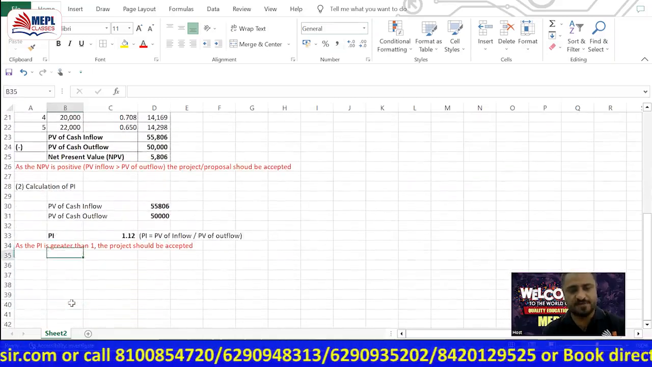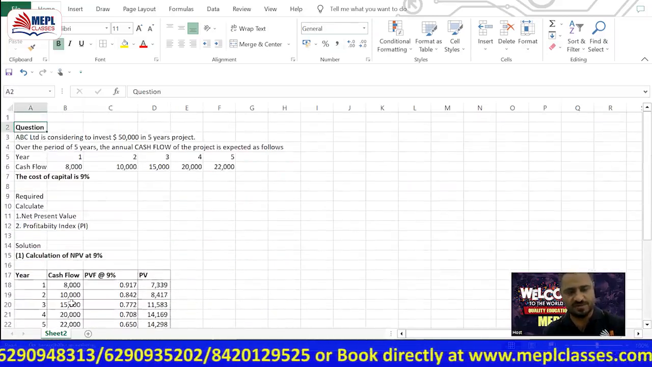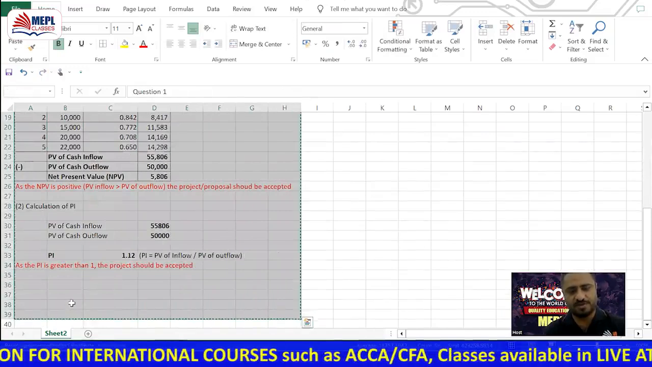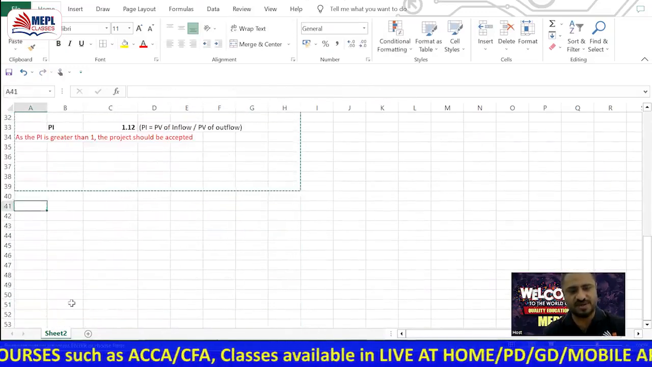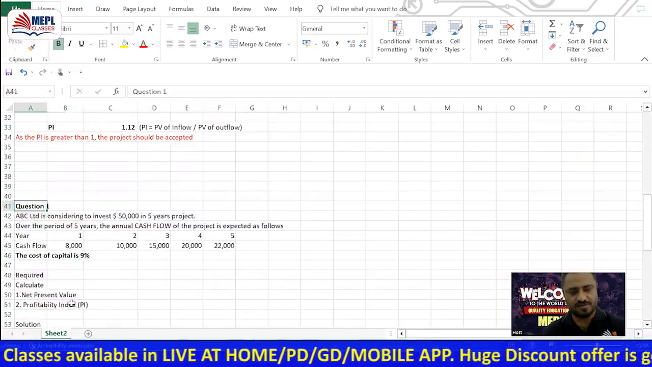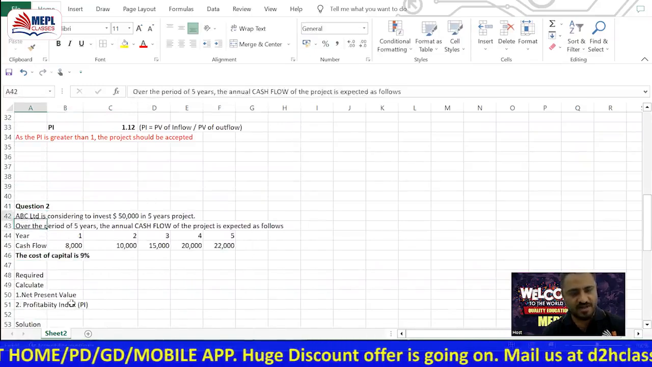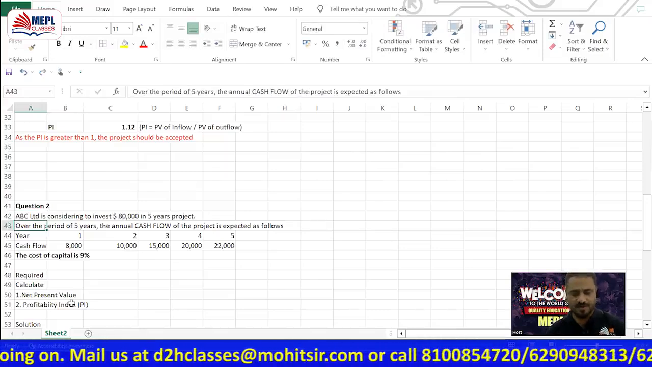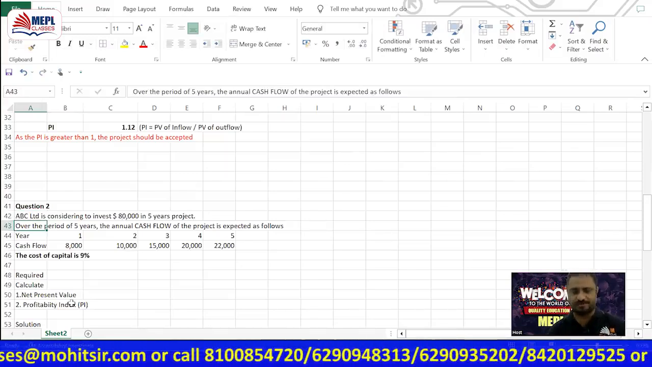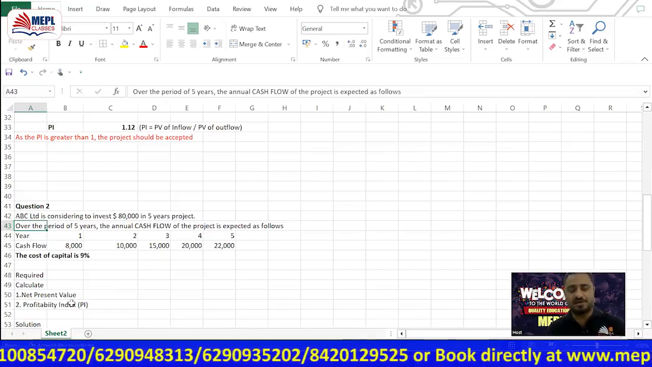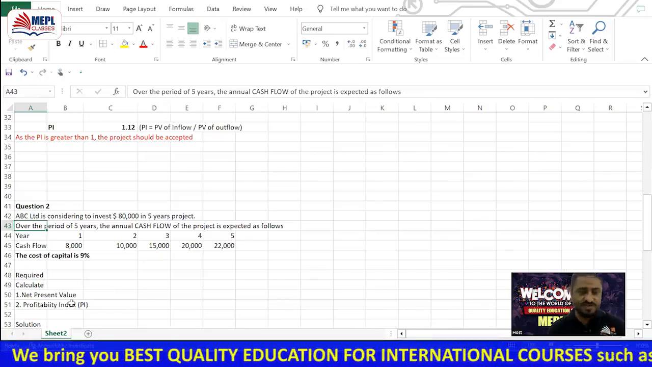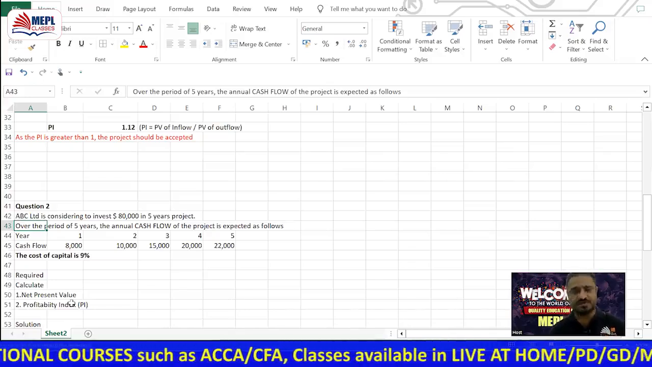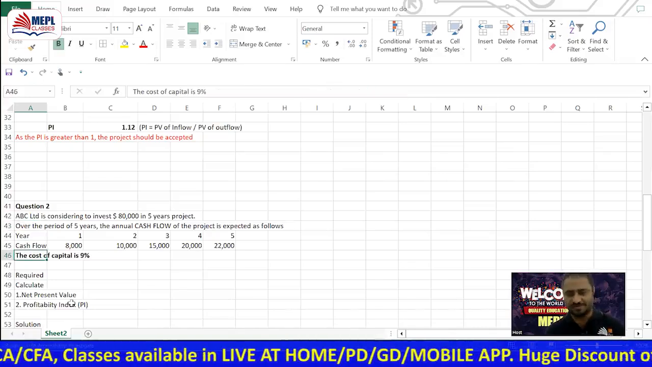Okay, so let's twist this question a little bit. Same question, let's call it question number 1. Similarly, we will frame a question number 2, but with a little different values, and let's try to understand what is the difference. Say in question number 2, I am making the initial investment 80,000 instead of 50,000. So the question remains the same. There is a proposal wherein today we are required to invest 80,000 in a 5 year project, which in turn is going to give us cash flows of 8,000, 10,000, 15,000, 20,000, and 22,000. And the cost of capital also remains the same, say 9%.